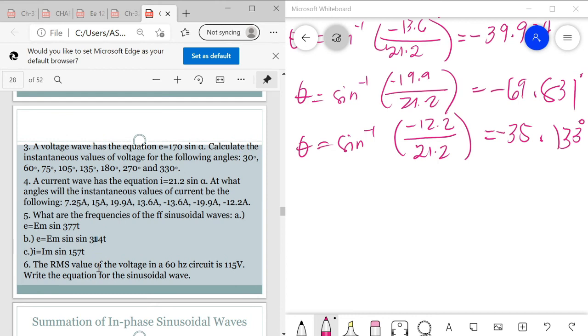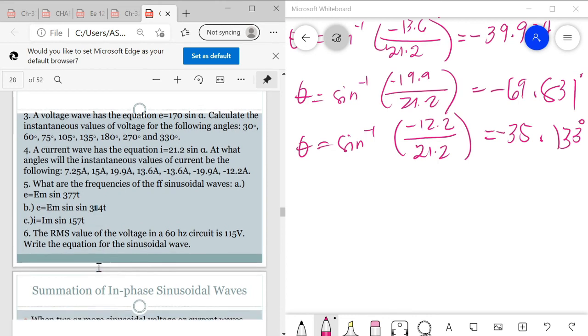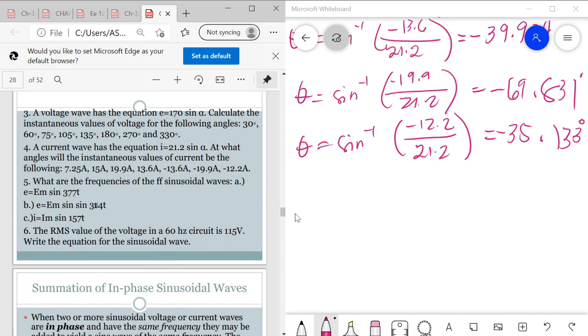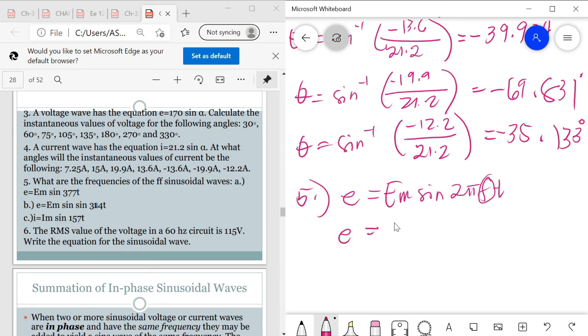Number 5, what are the frequencies of the following sinusoidal waves? So, from our equation, e is equal to Em sine 2 pi ft. This is the unknown frequency. So, what are our values? We have the equation Em sine 377t, letter A. So, this is omega t, right? The 2 pi ft is omega t.